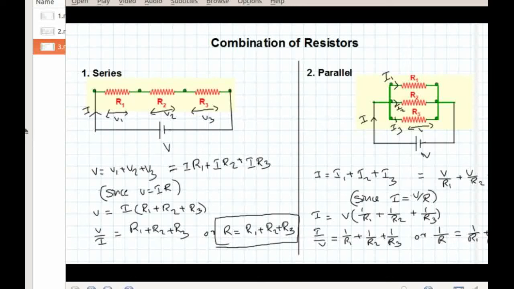And what is 1 by R here? 1 by R is the reciprocal of effective resistance. So if we want to find the value of R, we should take the reciprocal of this value. That will give you the resistance R. So this is the difference between series and a parallel mode of connections. So here it is R1 plus R2 plus R3 for series, and for parallel connection it is reciprocal of resistance is 1 by R1 plus 1 by R2 plus 1 by R3.